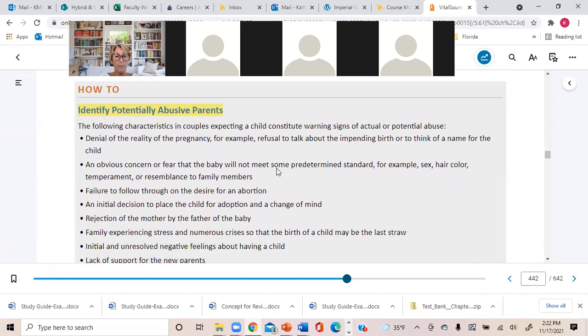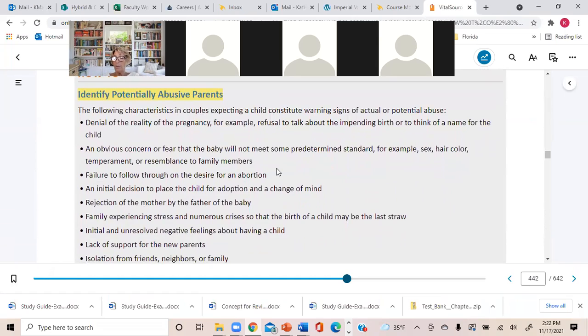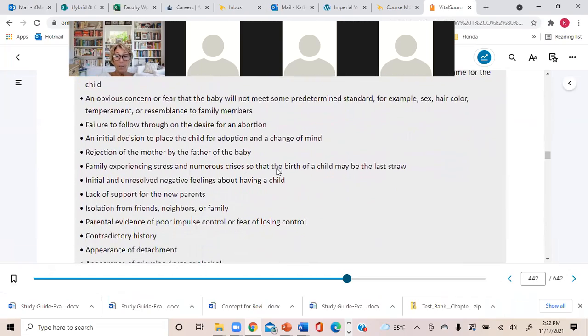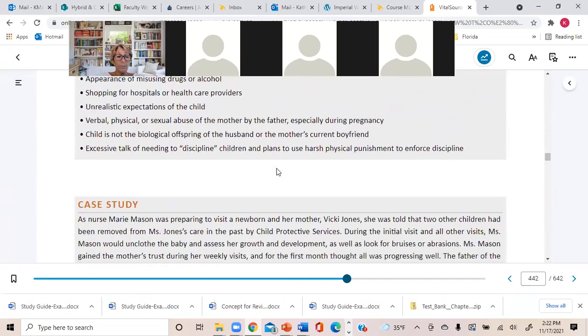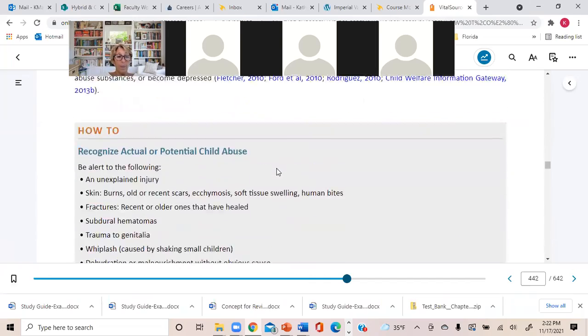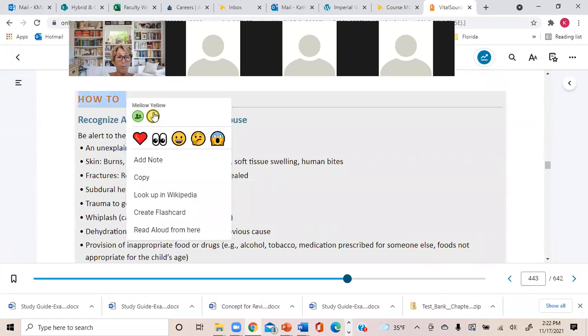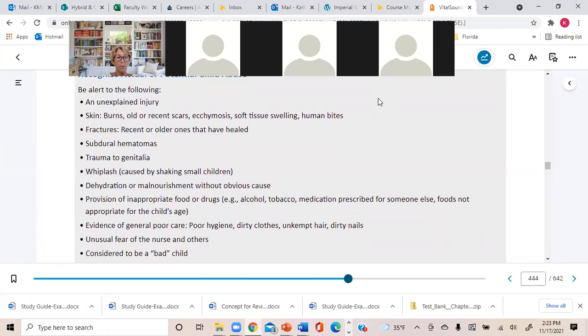Here's another great box: how to potentially identify abusive parents. If you're a community nurse and you're working with the schools, you have to know this. Another excellent resource for increasing your knowledge base. And lastly, there's a great box here on how to recognize actual or potential child abuse. You have to be alert to these things.